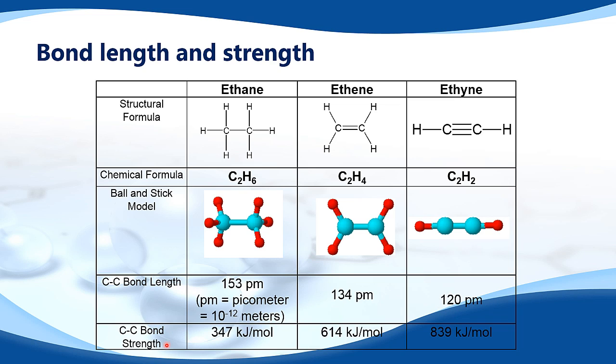Next is the bond strength. This is the energy required to break that bond. So for a single bond, it's 347 kilojoules per mole. For a double bond, it's 614 kilojoules per mole, and for a triple bond, it's 839 kilojoules per mole. So that shows that a triple bond is strongest and the shortest, whereas a single bond is the longest and it's the weakest.